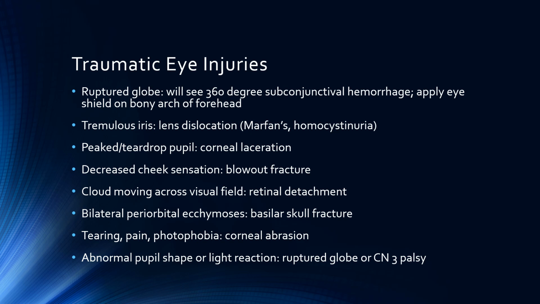Decreased cheek sensation, you think about a blowout fracture. If someone describes a cloud moving across their visual field, you think about retinal detachment. With a patient who has raccoon eyes or bilateral periorbital ecchymoses, you think about the basilar skull fracture. With tearing, pain, and photophobia, you consider a corneal abrasion. And then finally, if a patient has an abnormal pupil shape or an abnormal light reaction, you think about the ruptured globe or the third cranial nerve palsy.